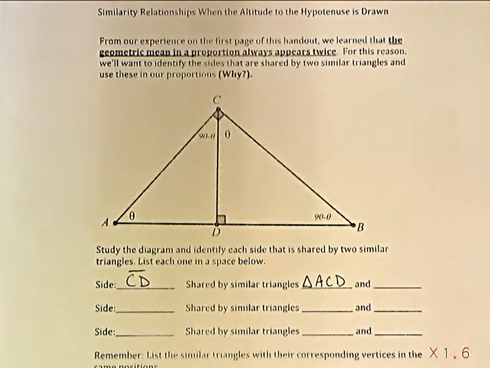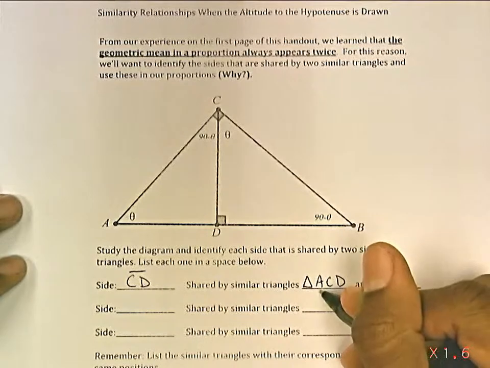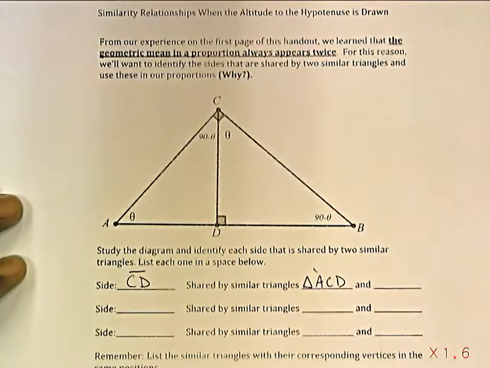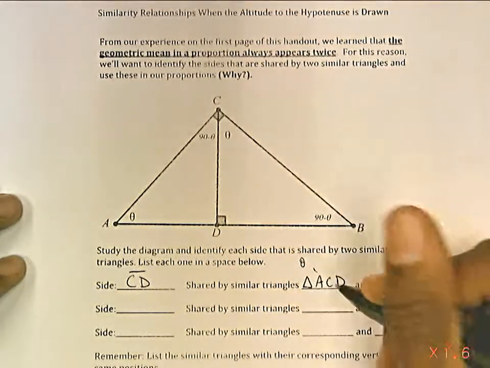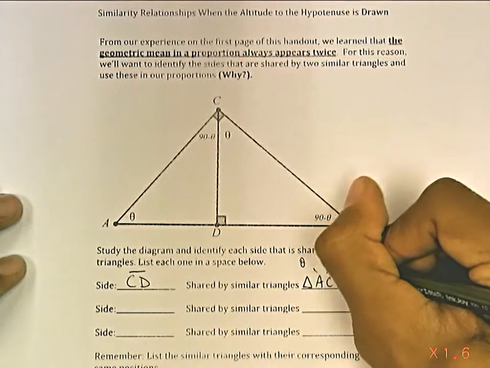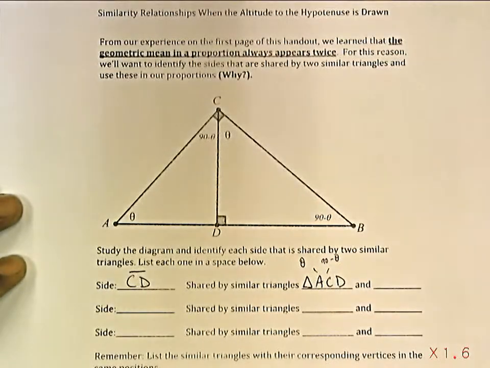Then I want to pause for students and have them see that now that we've specified the order ACD, we'll need to know which angle measures correspond to vertices A, C, and D. For example, A corresponds to theta, C has an angle measure of 90 minus theta, and D has a right angle.